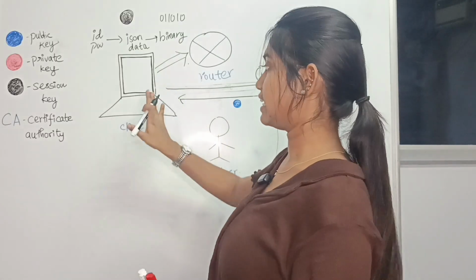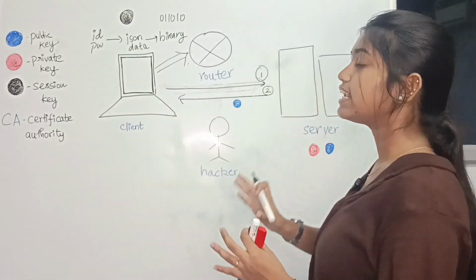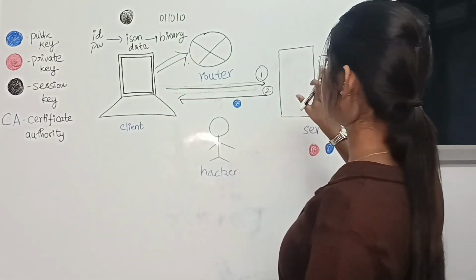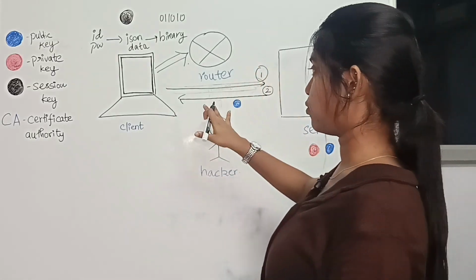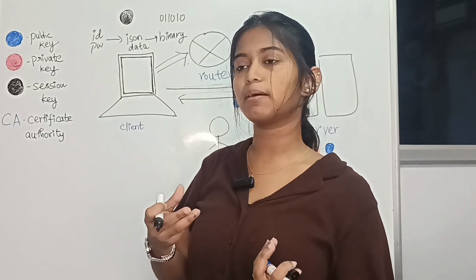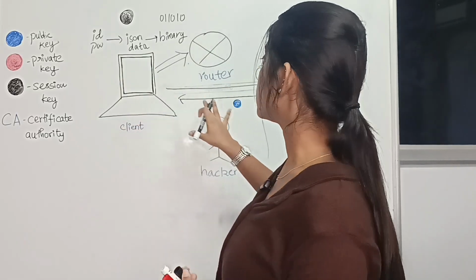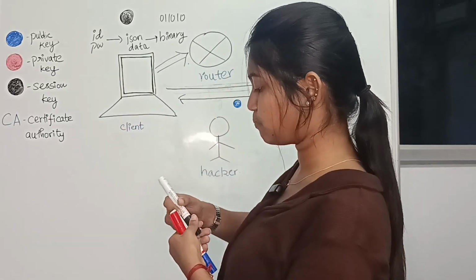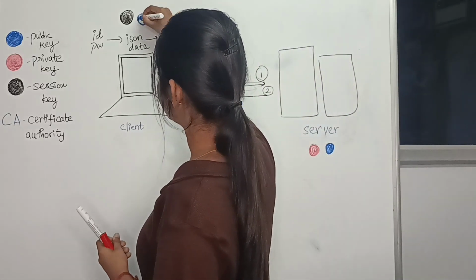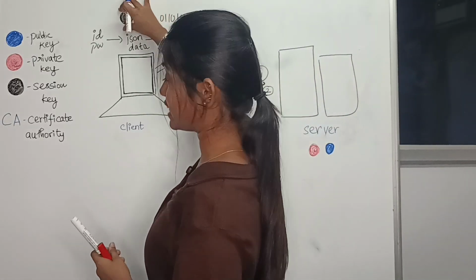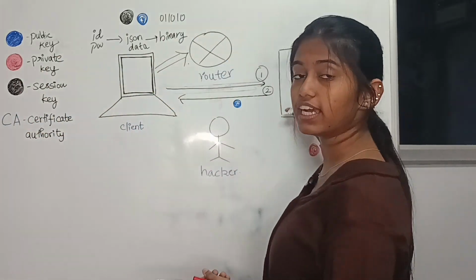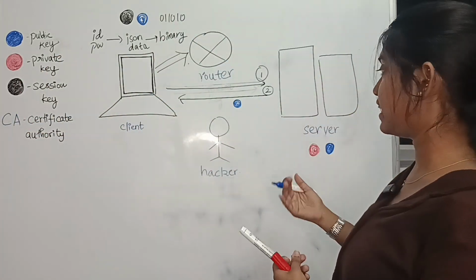What's the first step? The client tells the server that I would like to make a connection or send data. So the server responds by sending its public key to the client. With the help of the public key, the session key is encrypted.